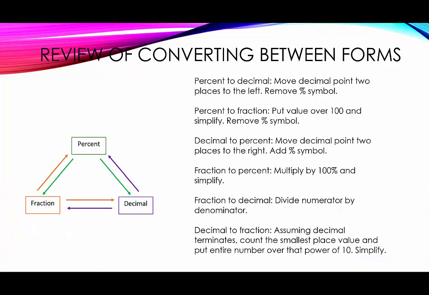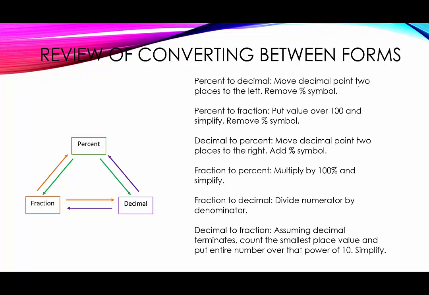Just to review the 6 different conversions between these 3 ways of expressing values, to convert a percent to a decimal, we move the decimal point 2 places to the left, because remember what that's really doing? It's dividing by 100. When we are converting out of percent form, we will drop the percent symbol. Converting from a percent to a fraction, we'll put the percent value over 100 and simplify, and again, we will remove the percent symbol. To convert from a decimal to a percent, move the decimal point 2 places to the right and add the percent sign because we are multiplying by 100.